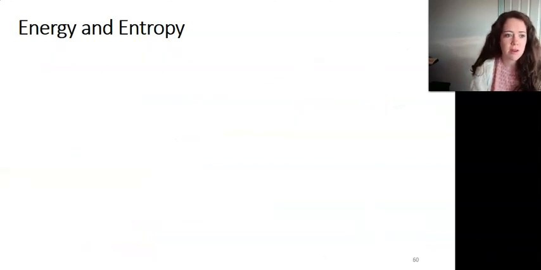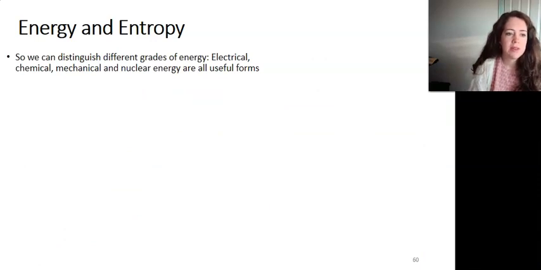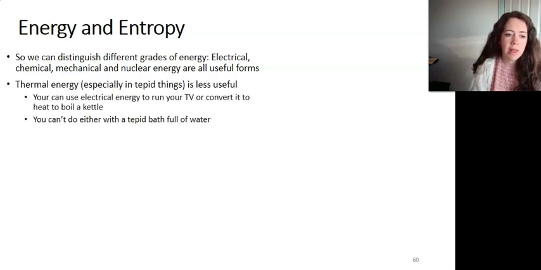What does that have to do with energy? Well, we can distinguish between different grades of energy. Some forms of energy are useful: electrical, chemical, mechanical, nuclear energy. They're all useful forms that we can put to different tasks that we need. Thermal energy, for example, in a bath of water, is less useful.